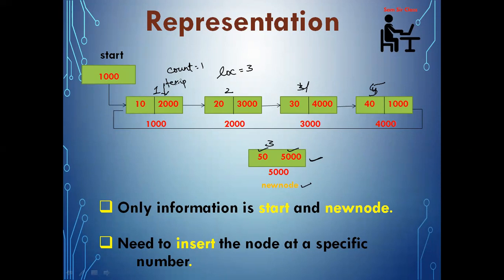Then temp is pointing to the first node. That's why count equals 1. Whenever temp points to the second one, count will be incremented to 2. When temp points to 3, count will become 3. And here my searching will be over because count is equal to location. So till count is not equal to location, I'll go on incrementing the count variable and temp will go to the next node.